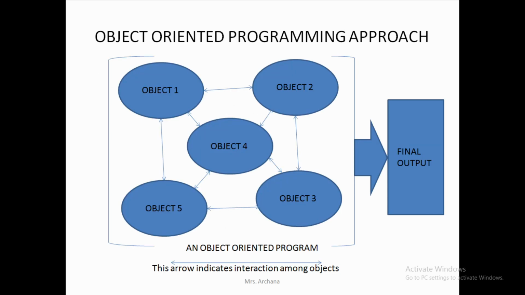Next we are going to discuss the object-oriented programming approach. In this slide we can see an object-oriented programming approach represented pictorially. Here the whole program is divided into different objects. They interact among themselves using messages to perform the intended task and produce the final output. See here, they are interacting among themselves and producing the final output.